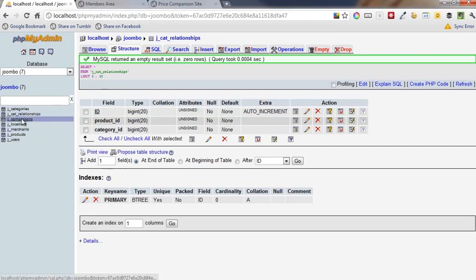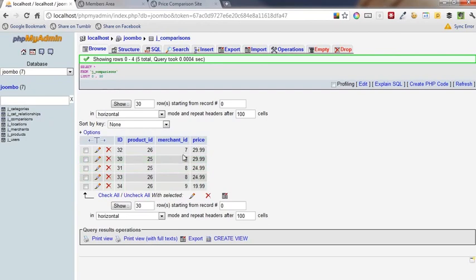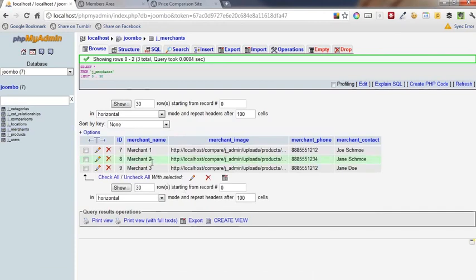Our comparisons, this one we have, and actually let's go to our merchants first. So we have our merchants and we have our merchant ID, we have the name, we have the image, the phone, and the contact person. So all that information is stored about each merchant.